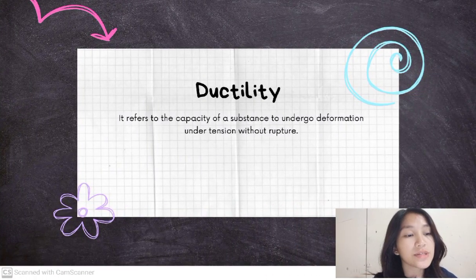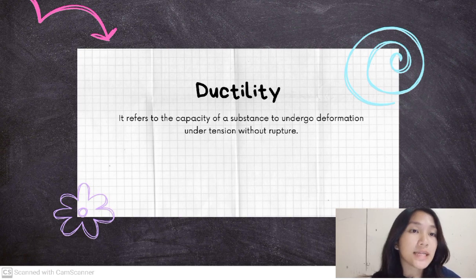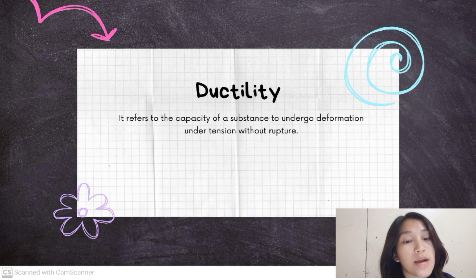Ductility. It refers to the capacity of a substance to undergo deformation under tension without rupture. Examples are gold, silver, and aluminum. Basically, ductility and malleability are quite similar. They both refer to a metal's ability to withstand stress without rupture. However, they differ in the types of stress being applied. Ductility has to do with tensile stress, whereas malleability deals with compressive stress.